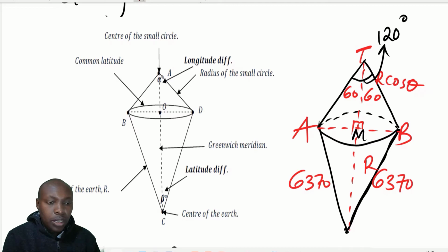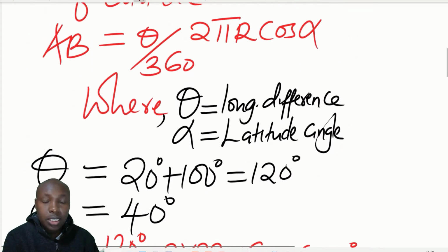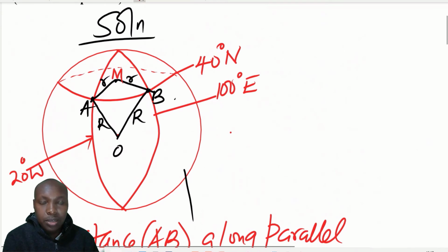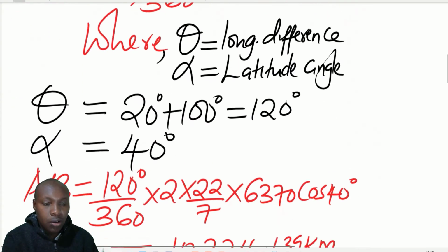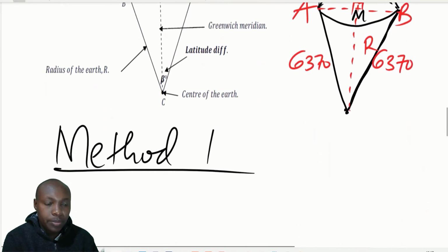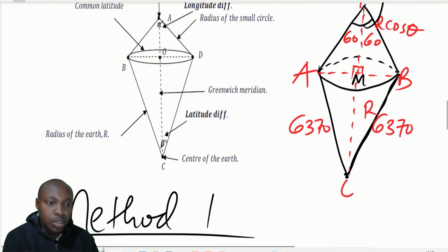So looking at that diagram, we need to calculate the angle at the center of the earth. That is our main interest in this question. That will help us get the distance along the great circle. So we need this angle at O. That is the angle that we need to calculate. So we need to go through everything that will help us calculate that.